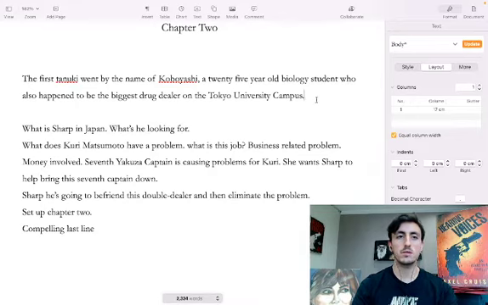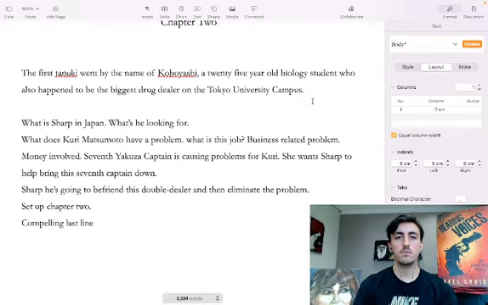So it's not a great compelling first line. Would I be so enamored by that? The first tanuki, okay, I don't know what a tanuki is, went by the name of Kobayashi, a 25-year-old biologist who also happened to be the biggest drug dealer on Tokyo campus. Yeah, there needs to be some more pop to that, right? We kind of imply here that this story would be about drugs. It's not compelling enough, I think. So that needs a bit of work already.